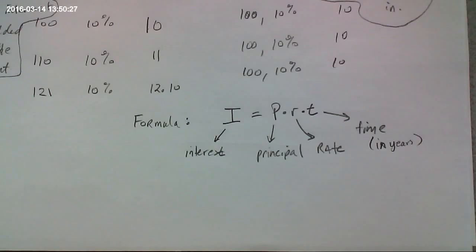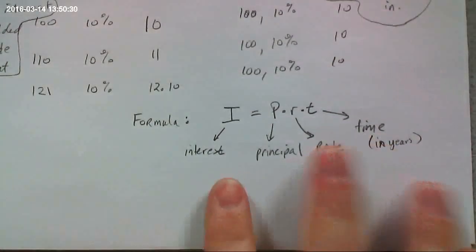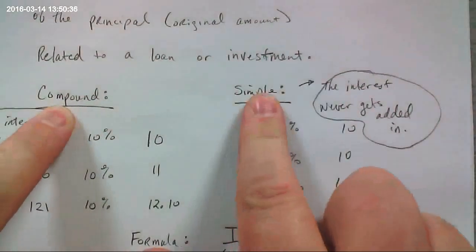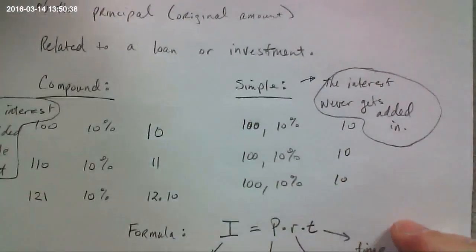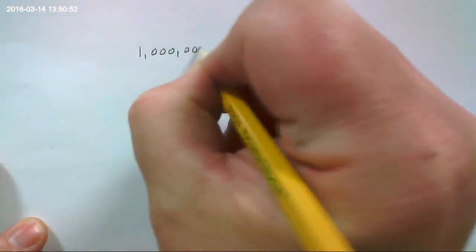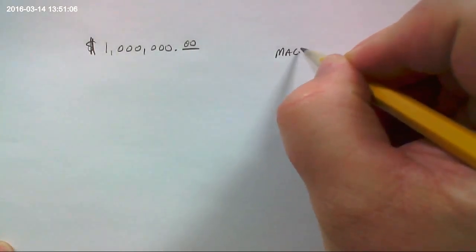Okay. Are we good with this? It's really easy. But the hard part is distinguishing what's the difference between compound and simple. So I want to do a little experiment with you right here. You ready? You have a choice, Jeanette. So let's say, for some reason, Miss Mangello walks in the room right now and she offers you in cash, right now, today, $1 million. Here you go. Or a magic penny.